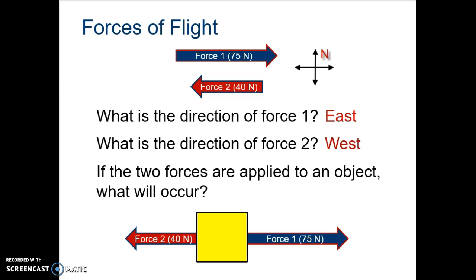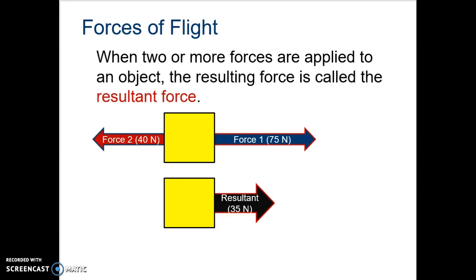Okay, so let's say we know the amount of both forces. Force 1 is 75 newtons and force 2 is 40 newtons. In case you were wondering, the unit for force is newtons. Below, if the forces are applied to an object, what will happen? You got it. There will be a resultant force of 35 newtons pointing east because force 1 is bigger than force 2. So the box will move east.